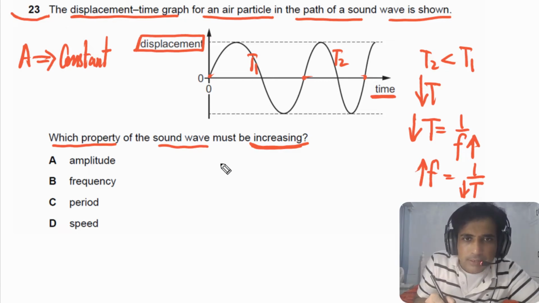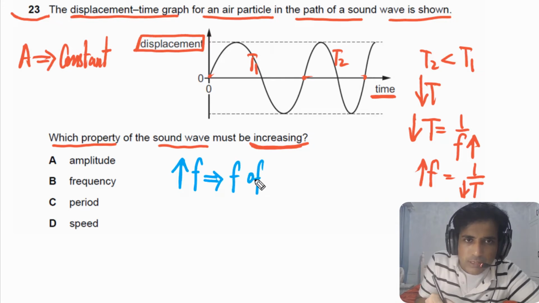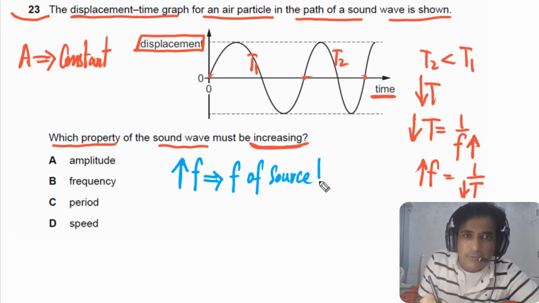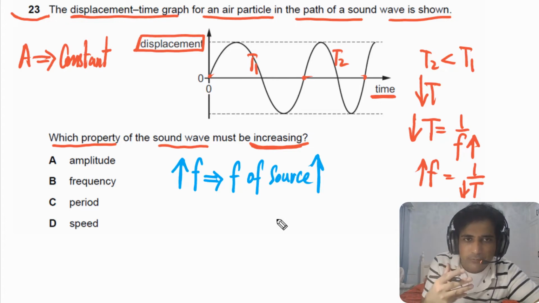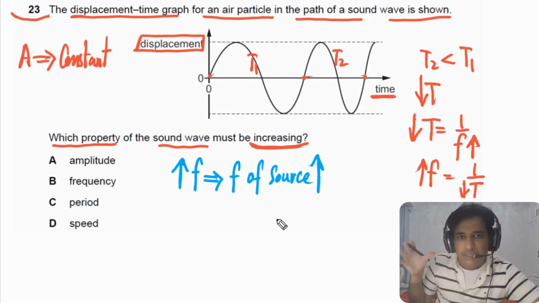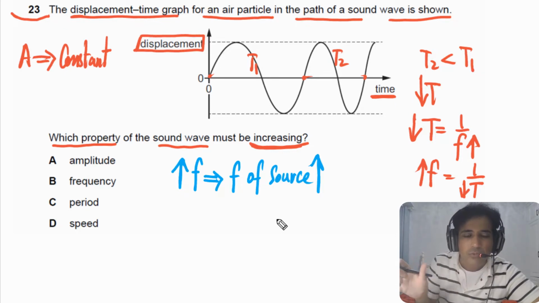Let's try to understand a little bit more about this one. We have already discussed that in this case, frequency is increasing. As frequency is increasing, it means that frequency of source is changing, or we can say frequency of source is increasing. It means source is sending waves with different frequencies, and the frequency of the sound waves is increasing. So source is sending sound waves every time, but with increasing frequency.